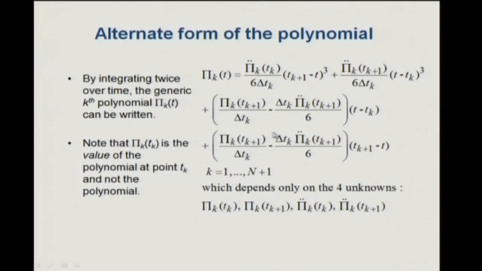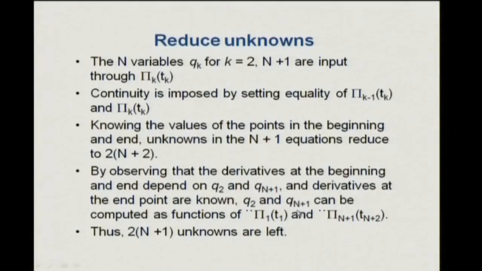There is a small point which I want to make. There are 2 terms here: if you say pi k of t, this is the polynomial, right? On the other hand, the moment I say Tk, that is a value at a point Tk, so that is not a variable. Just keep this in mind when we are going through this presentation. Okay. So is this point clear? Why am I going into this formulation? I am just reducing the number of unknowns, but without computing, I am shoving those values in. So there are n variables qk for k equal to 2 to n plus 1, input through pi k of tk.